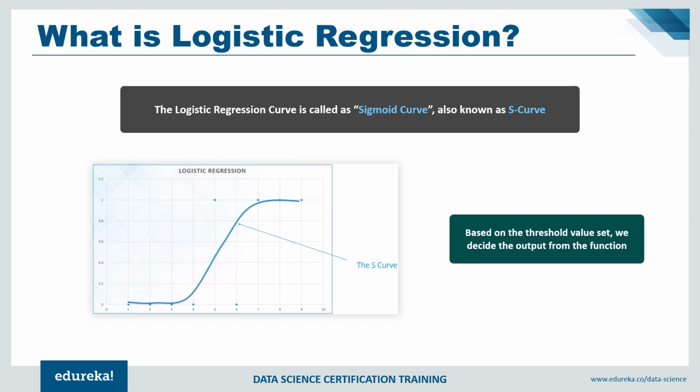So now let's have a look at the logistic regression curve. The logistic regression curve is also called a sigmoid curve or the S curve. The sigmoid function converts any value from minus infinity to infinity into the discrete values 0 or 1. Now, how do we decide whether the value is 0 or 1 from this curve?